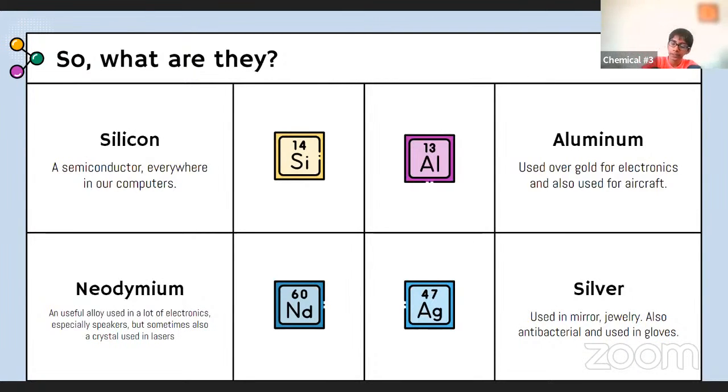Now, silver. If you didn't know already, silver is used in mirrors and it's one of the most reflective materials on Earth. And it's also used for jewelry, and it's also antibacterial and used in gloves. Next slide.